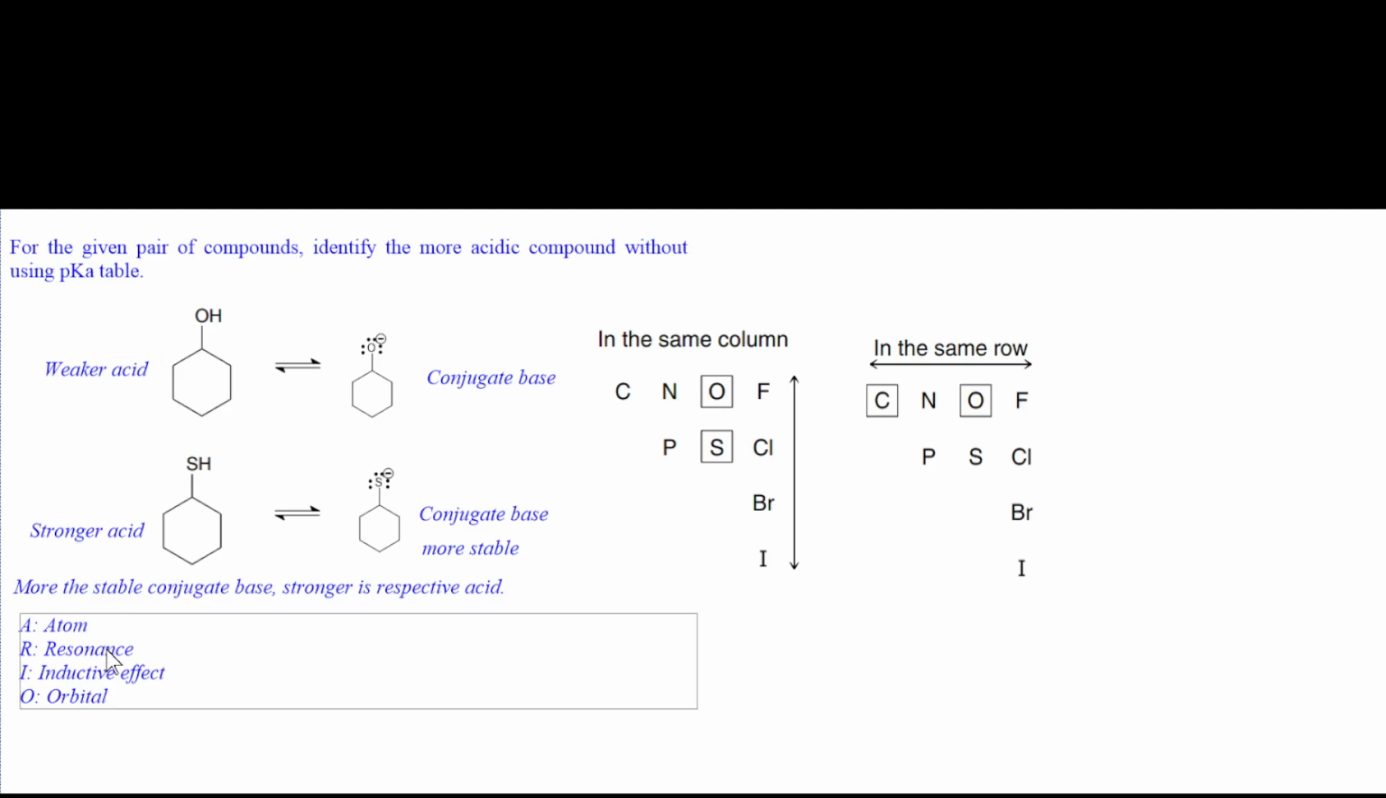Like atoms, you can also talk about resonance, inductive effect, and orbitals. Whichever effect is helping to stabilize the conjugate base will decide the stronger acid. The more stable the conjugate base, the stronger the acid is going to be. As I said, the rest of the other effects we can discuss in some other problem. I'll take some problems from my other students and then we can discuss the individual effects as well in coming videos.